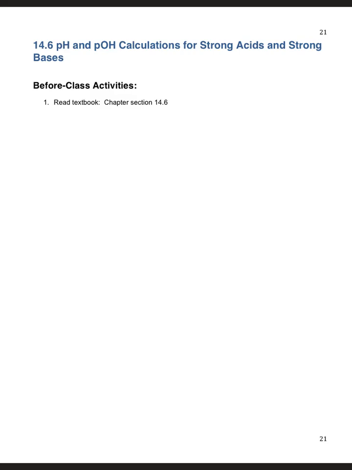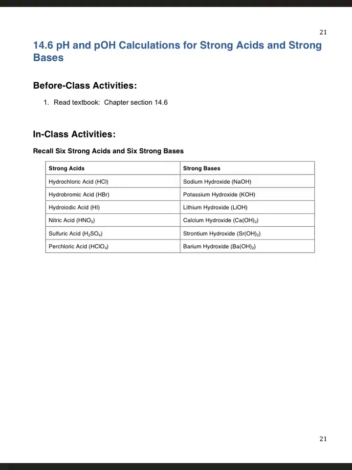In this lesson, you will get to practice pH and pOH calculation for strong acids and strong bases. Please read OER textbook chapter 14.6 for more detail of this chapter section. Again, here is the list of 6 strong acids and 6 strong bases that you must know.